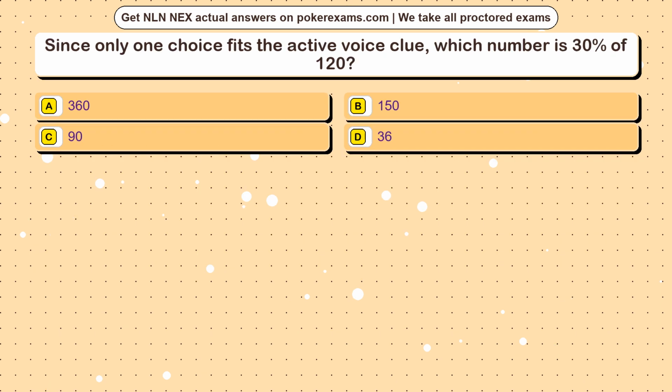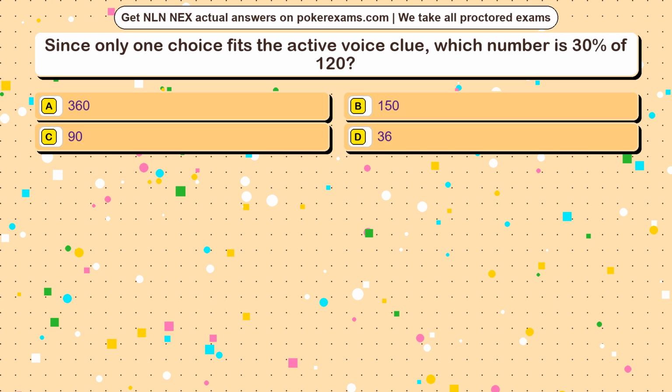Question 21. Since only one choice fits the active voice clue, which number is 30% of 120? Option A, 360. Option B, 150. Option C, 90. Option D, 36.